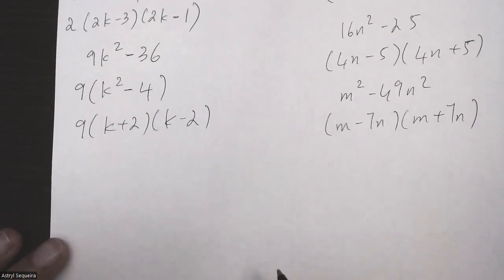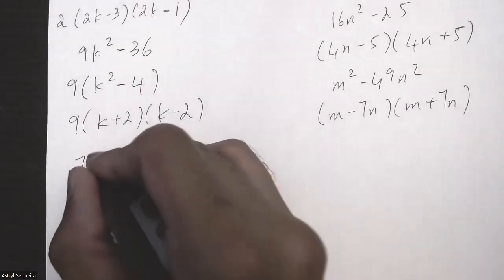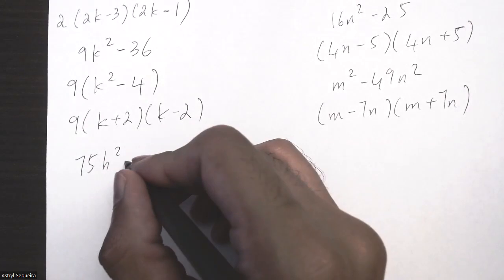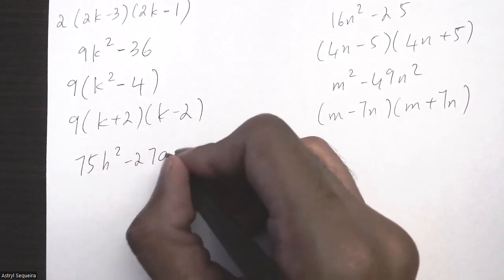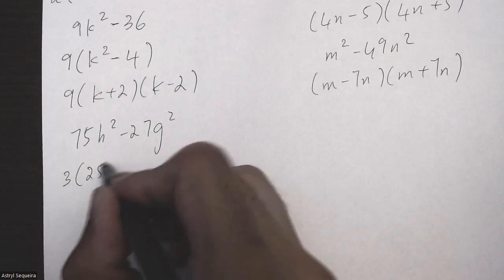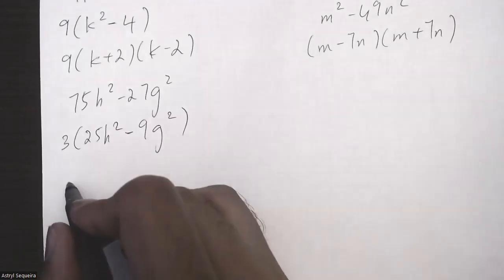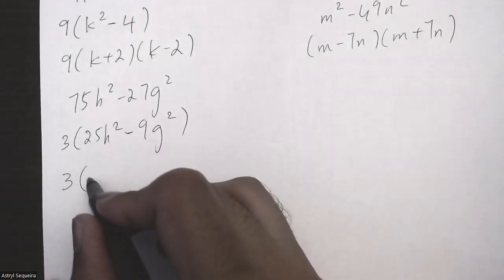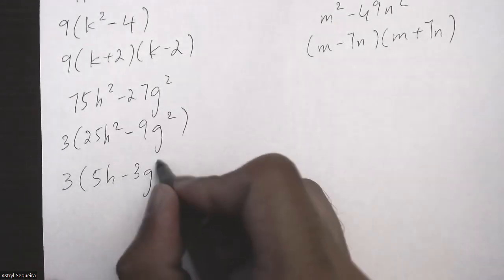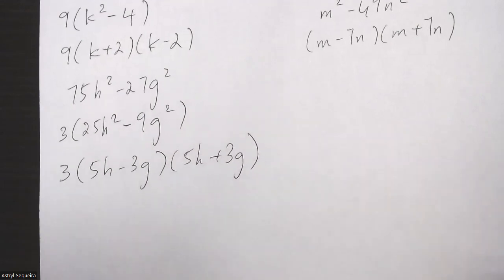And let's do one last one, just for practice. 75h squared minus 27g squared. Here I have a common factor of 3, giving 25h squared minus 9g squared, and now I can use difference of squares: 5h minus 3g and 5h plus 3g. So this is my final solution.